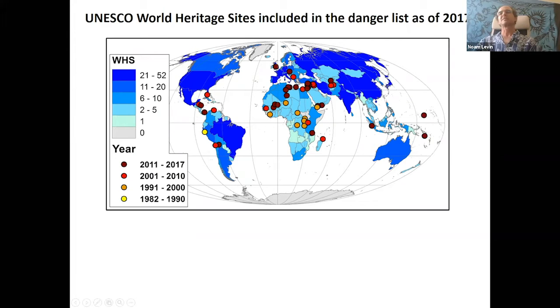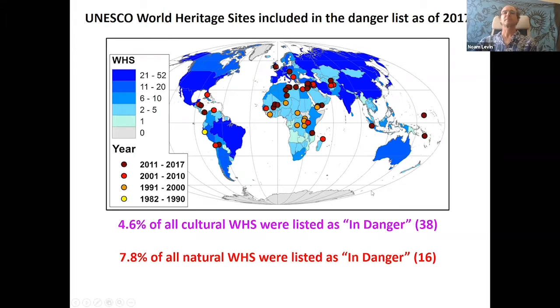And we can also see that the global distribution is not random. They don't happen everywhere in all countries; they happen more in certain countries. We will soon see this. Of all the World Heritage Sites, the majority are cultural sites. About 5% of all cultural sites were listed in danger, and about 8% of all natural sites were listed in danger.